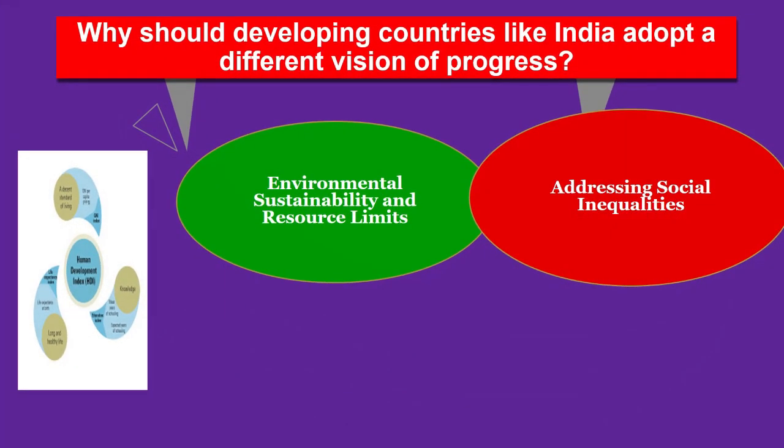Why should developing countries like India adopt a different vision of progress? We need to maintain environmental sustainability and respect resource limits. Following a Western model of high consumption is not sustainable for resource-rich and ecologically vulnerable countries. Developing nations should prioritize sustainable practices to avoid environmental degradation, and we also need to concentrate more on renewable energy and addressing social inequalities. So the different vision includes programs that focus on reducing inequalities. Pradhan Mantri Jan Dhan Yojana is an example that promotes financial inclusion by providing banking services to marginalized communities and fostering inclusive development.